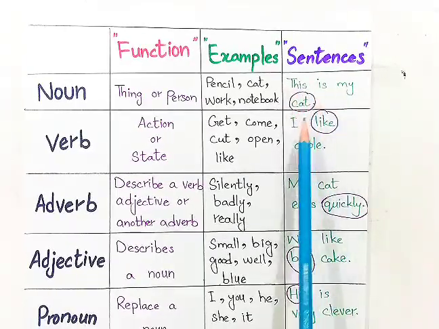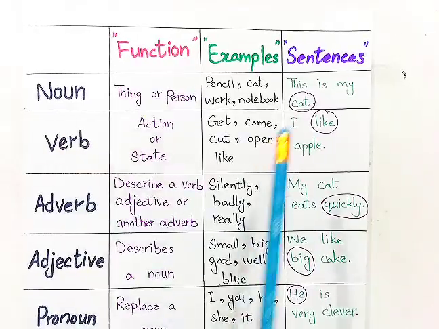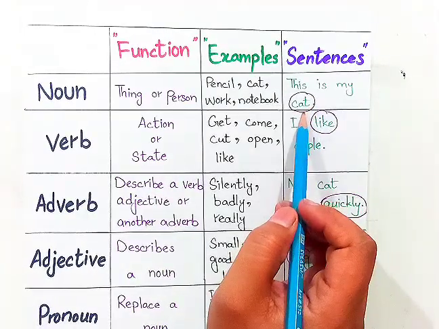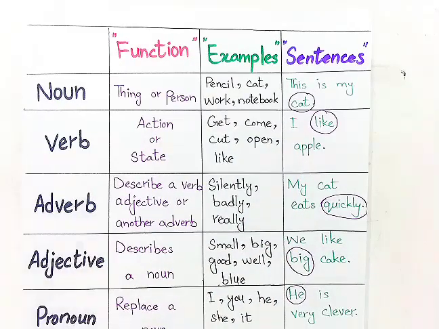Now the circle on cat, the circle in this sentence represents a noun. We have a circle on cat, that means cat is a noun.